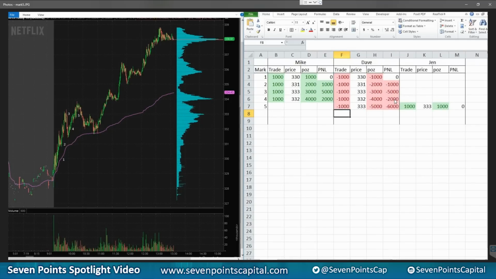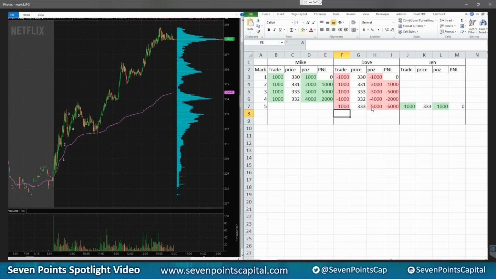Spot 5 here on the chart. You could see when it goes back up, guess who gets involved now? Jen comes in and she says, I think that Netflix has been acting well. I want to buy some, see if it goes up. Well, she goes to Mike. Mike's not willing to sell any. She goes to Dave, and Dave says, okay, I'll sell you 1,000 at 333. So, and you guys can see the position, right?